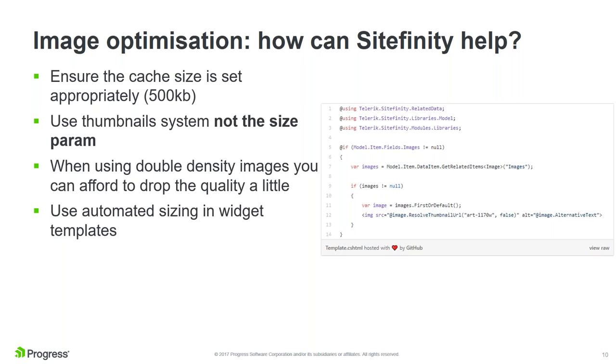art1170W thumbnail size. So you can specify a name for the thumbnail size, and that's just requesting that particular size out of the system. So this is the best way to implement that in templates, and you can do this everywhere.